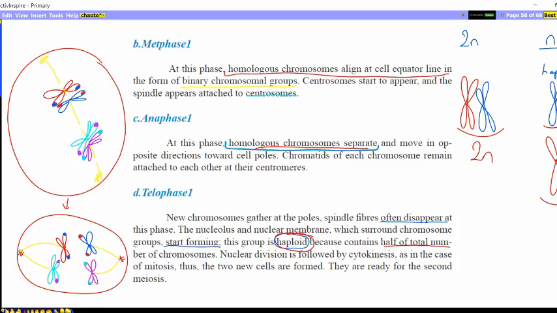Nuclear division is followed by cytokinesis. Cytokinesis, as we studied in mitosis, occurs in plants by formation of a cell plate, and also in animals, by furrowing from outward to inward, pinching the cell so it divides into two. They are ready for the second meiosis. As we see, as telophase 1 ended after cytokinesis, the next division starts without interphase. So we say meiosis consists of two successive divisions.